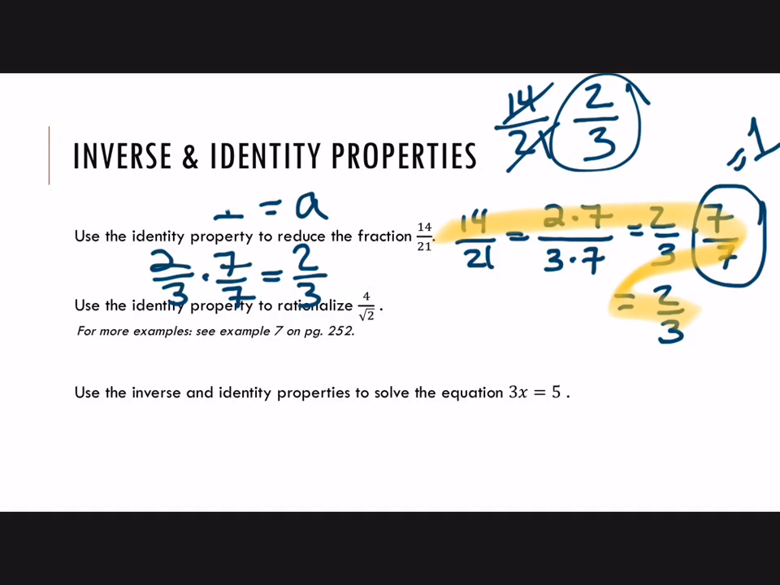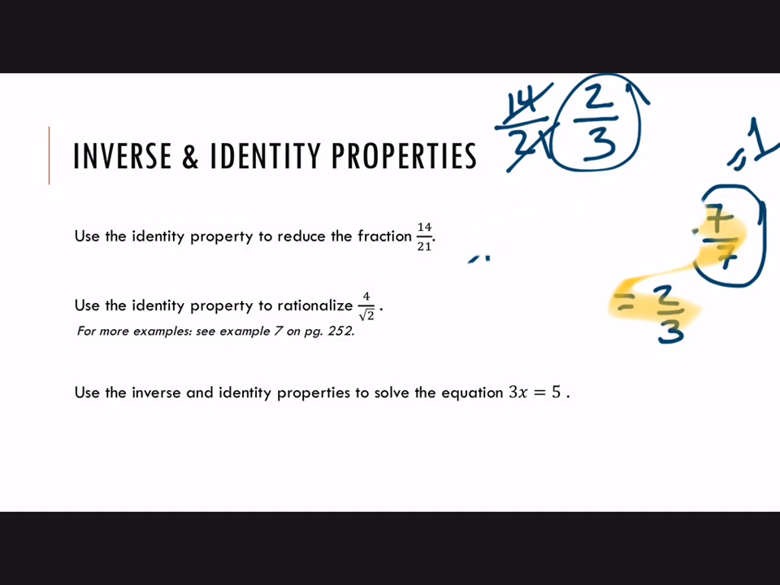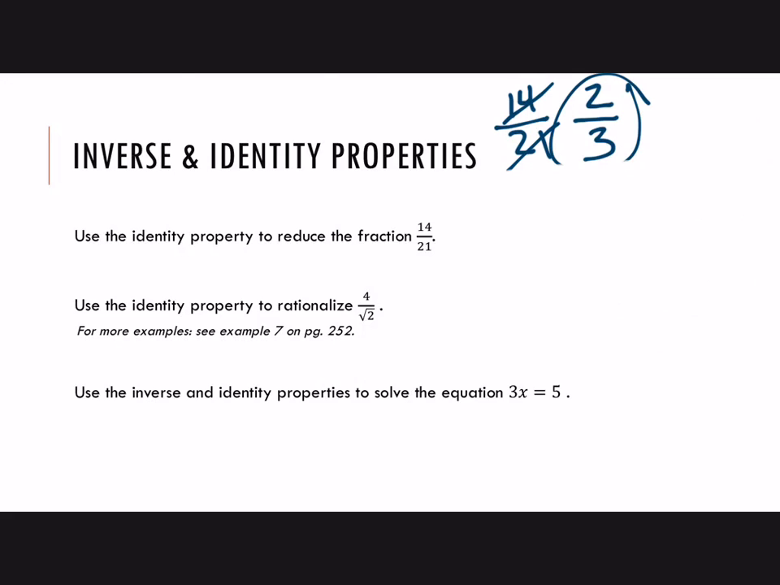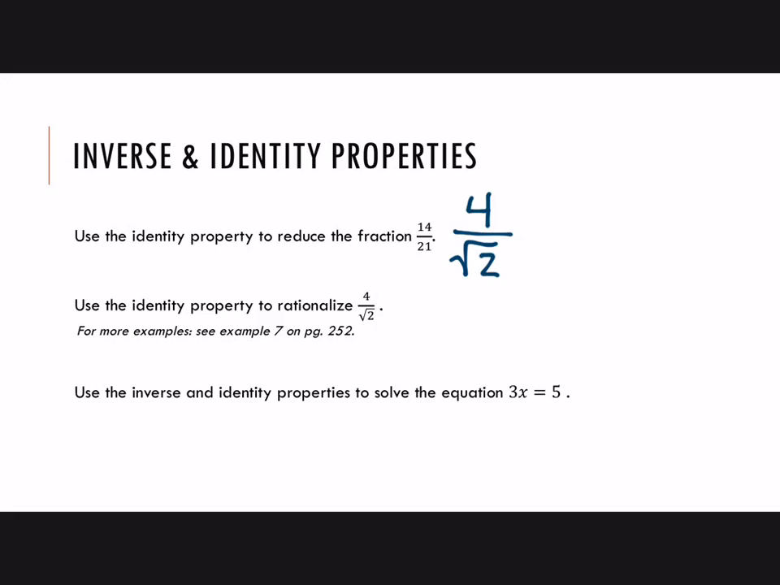Okay, another use: rationalizing the denominators of fractions. So looking at the number 4 divided by square root of 2. The denominator is an irrational number, so what it means to rationalize is to rewrite this as an equivalent fraction where the denominator is a rational number, not irrational.